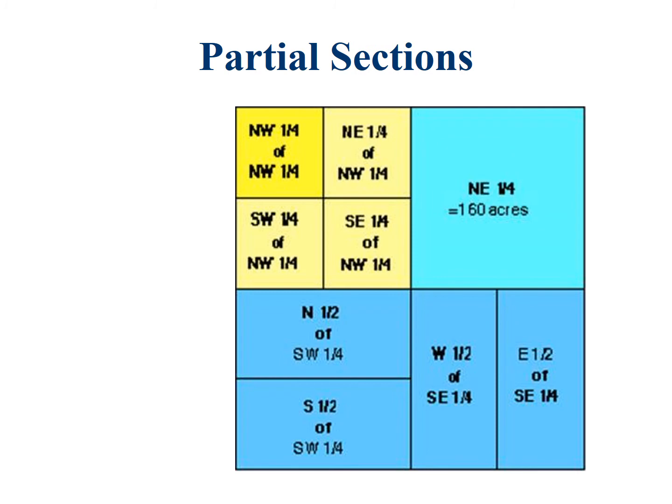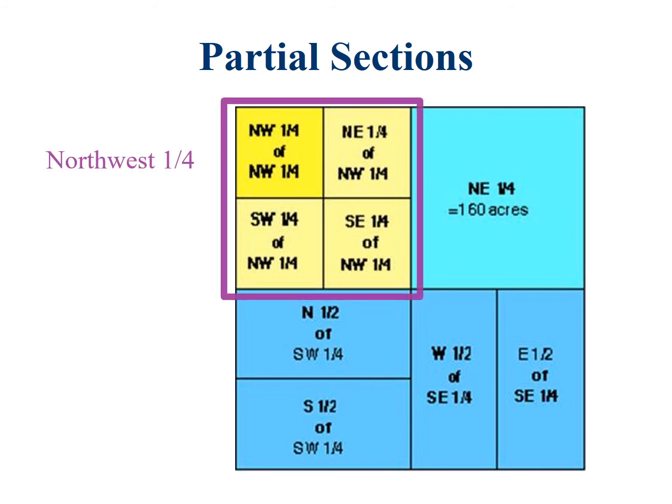The partial sections are identified by their location within the section. For example, the southeast quarter of the northwest quarter can be found by identifying the northwest quarter of the section and then identifying the southeast quarter of that quarter.